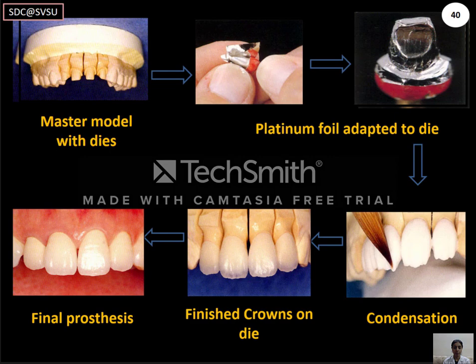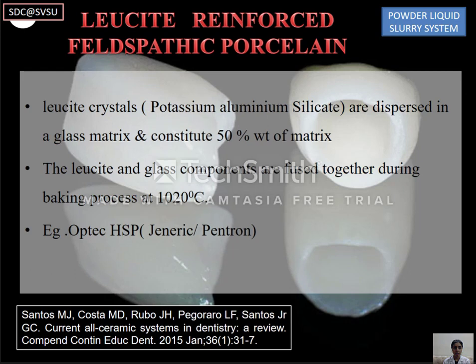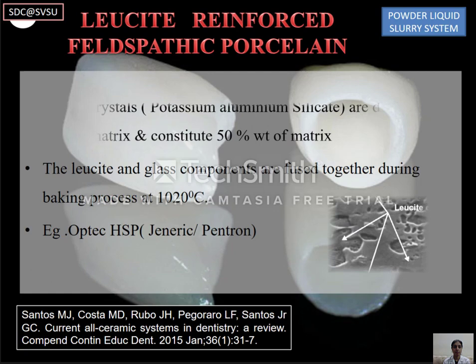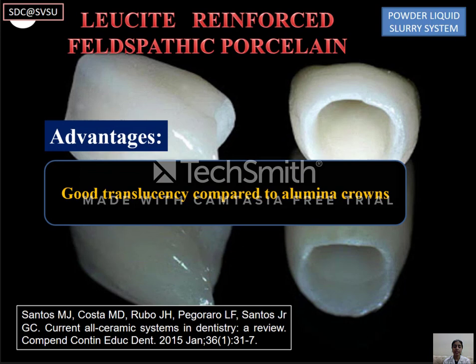Then leucite reinforced feldspathic porcelain. These leucite crystals are present in 50% of the matrix. The leucite and glass components are fused together at a temperature of 1020 degrees Celsius. They are available as Optec HSP. The advantage of leucite reinforced porcelain is that it has a good translucency compared to the alumina crowns.